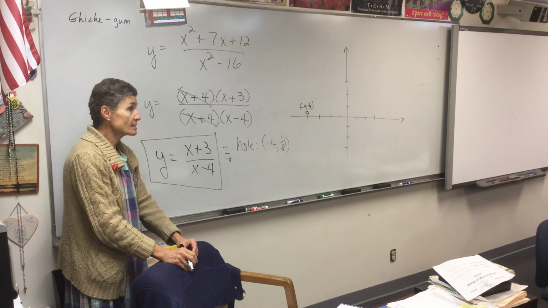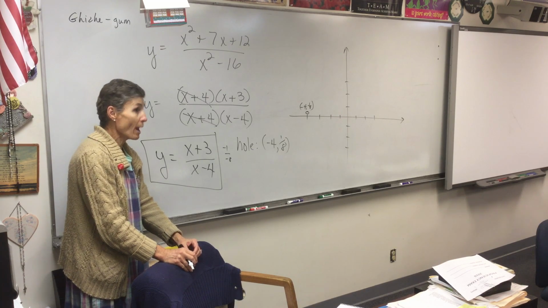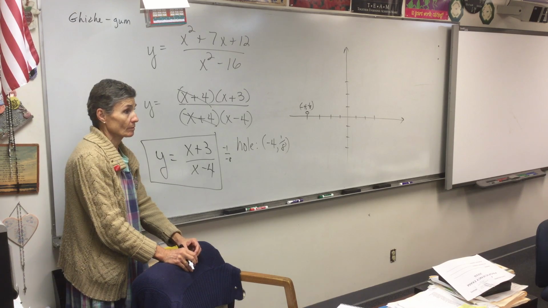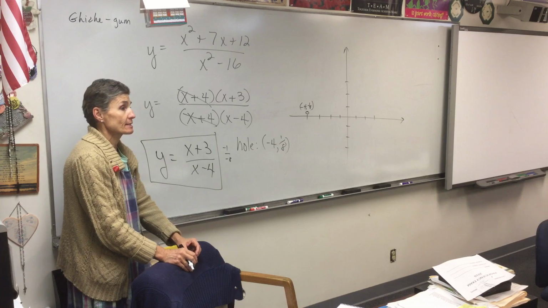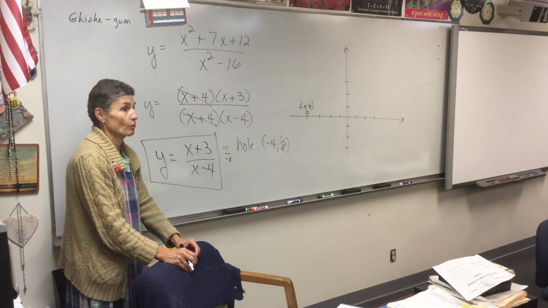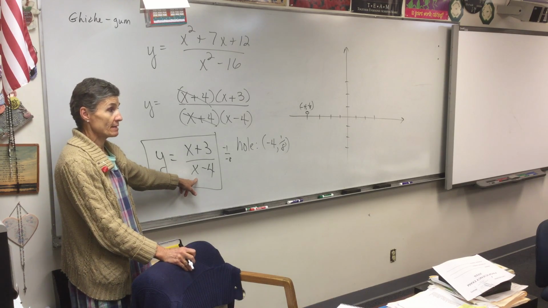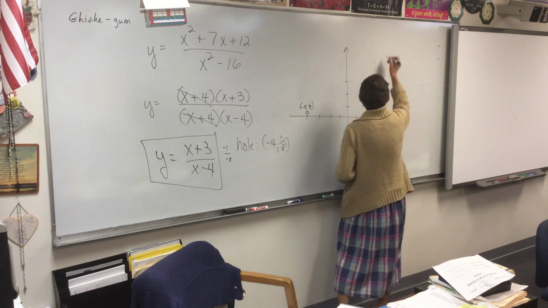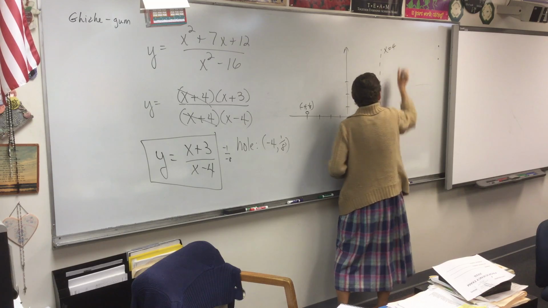Now, if I've done something you're not sure about, now's the time to ask, because you have to do this on your own Thursday. Okay? Alright? What else? It says sketch, label all. What else do I need to put into my picture? Vertical asymptote. And where will that be? X equals 4, because vertical asymptotes happen when the denominator is 0.